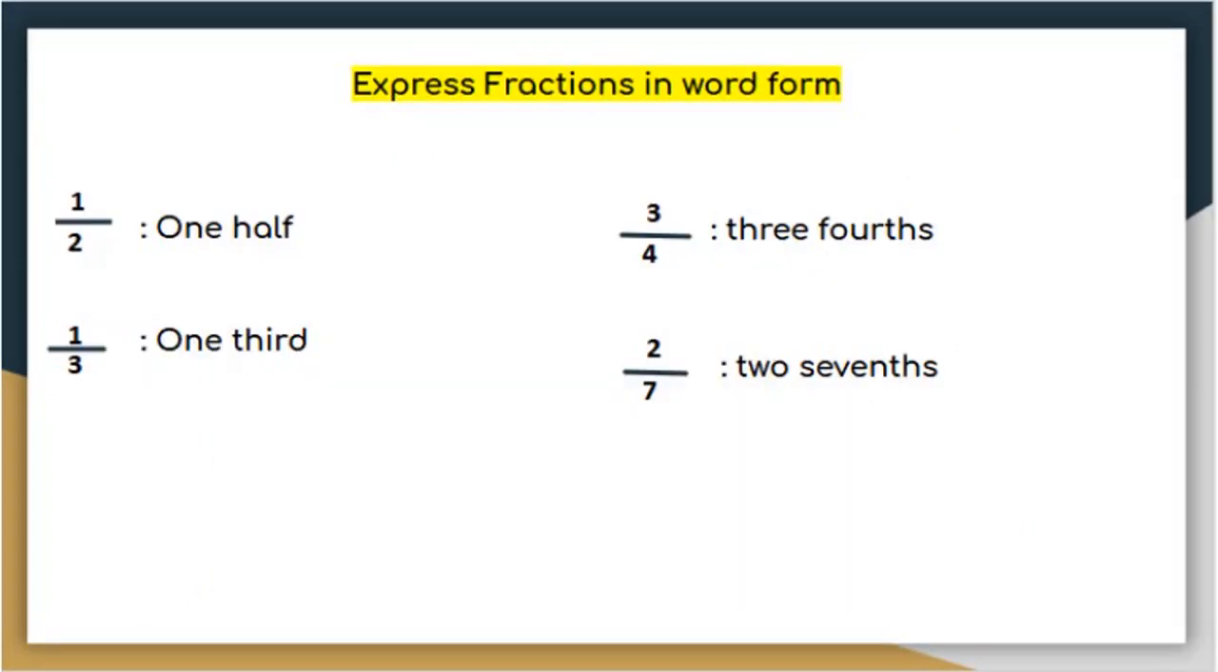Finally, what if you want to write fractions in words? We have already seen 1 out of 2, we write it as 1/2. 1 out of 3, we write it as 1/3. 3 out of 4 is written as 3 starting from the top. 1 out of 4 is written as fourths. So we get 3/4. Finally, 2 out of 7 is written as 2/7.